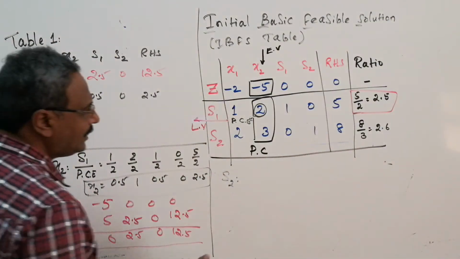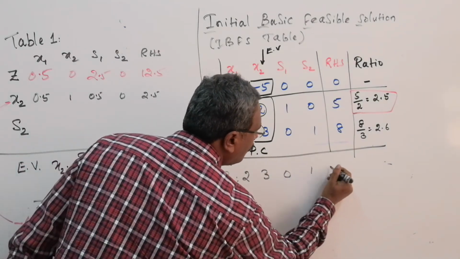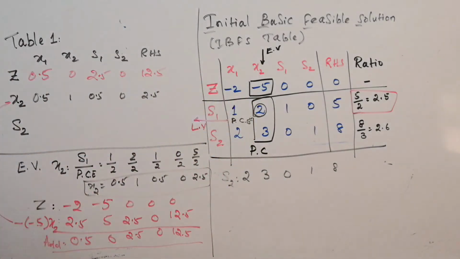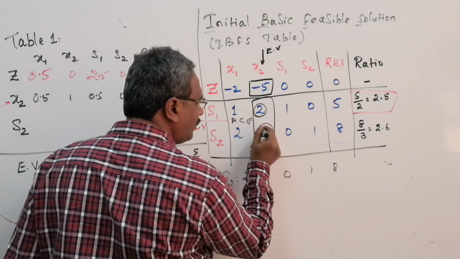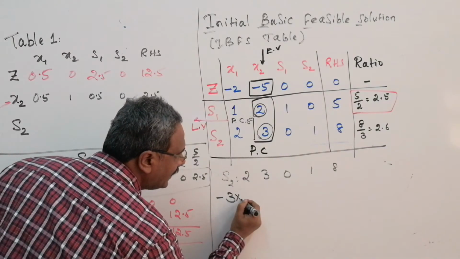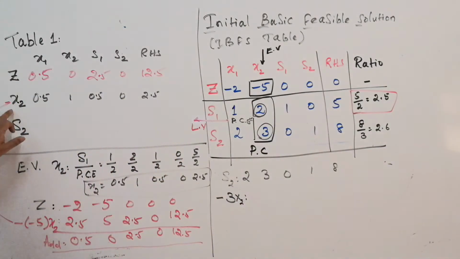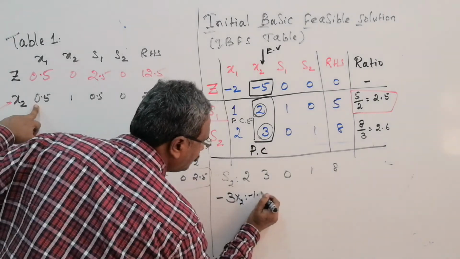What is the old row here? 2, 3, 0, 1, 8. What we said, we are going to take the opposite sign of the corresponding pivotal column element. I am going to check the corresponding pivotal column element, 3. I am going to take the opposite sign, -3. I am going to multiply with the x2. That means minus 3 into 0.5. This is minus 1.5.